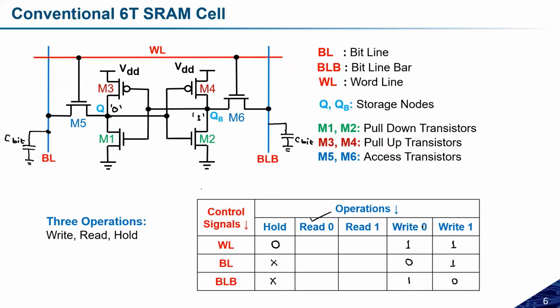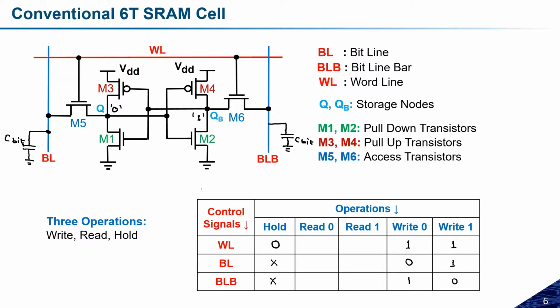Now, for example, I'm not explaining anything, whether I'm considering read 0 or read 1, that will be answered directly. So let us assume the storage node Q has logic 0, and by default, the Q bar will be logic 1. I told you all the bit lines have their bit line capacitances. So what do I have to do?